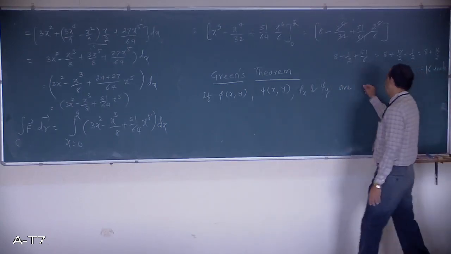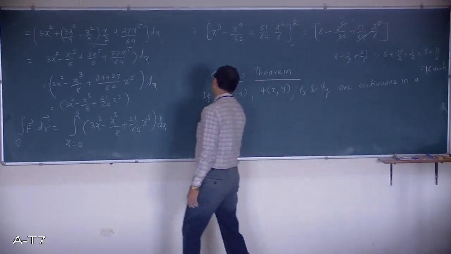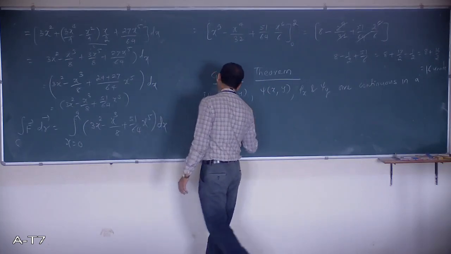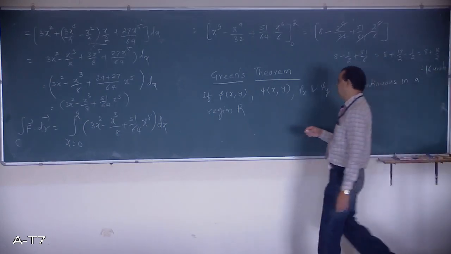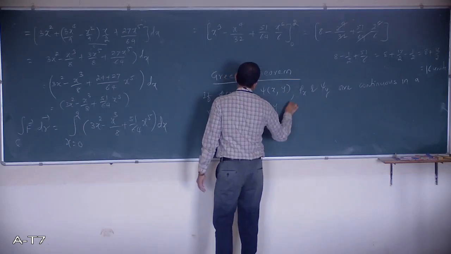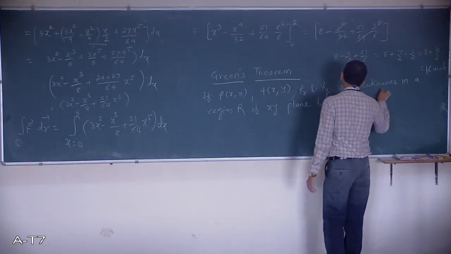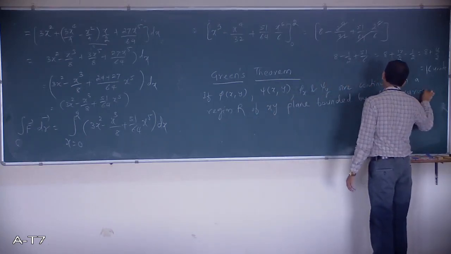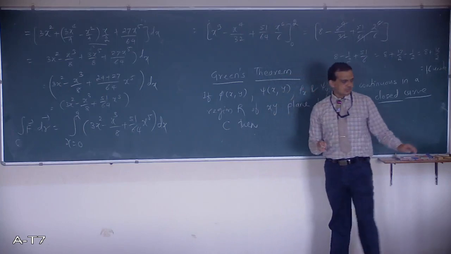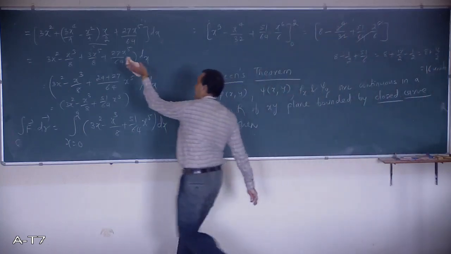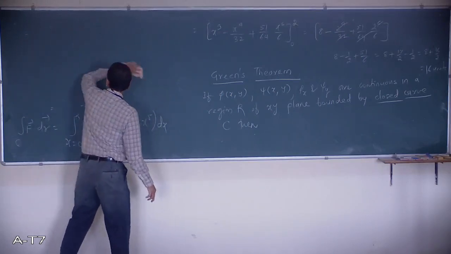Continuous in a region R, or E, anything you can write, in a region R of the xy plane, bounded by a closed curve C. See this word, closed curve, highlight it. Then, the conclusion is here, the theorem statement is ending here now. Notice the statement, last line.